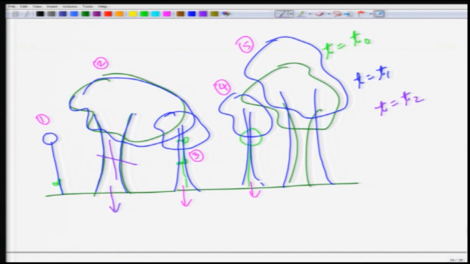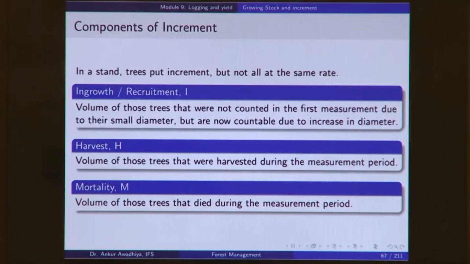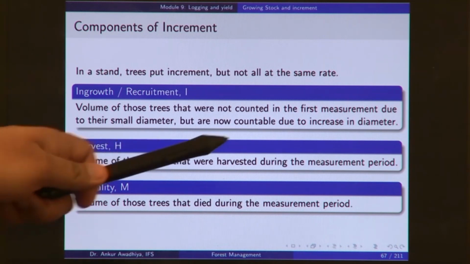So, this tree at time t equal to t2 is not being counted. It was counted earlier at time t equal to t1, but at time t equal to t2 it is not counted because it no longer exists in that site, because it has been harvested. So, this harvest should also be computed in the growing stock computations, the volume of those trees that were harvested during the measurement period.